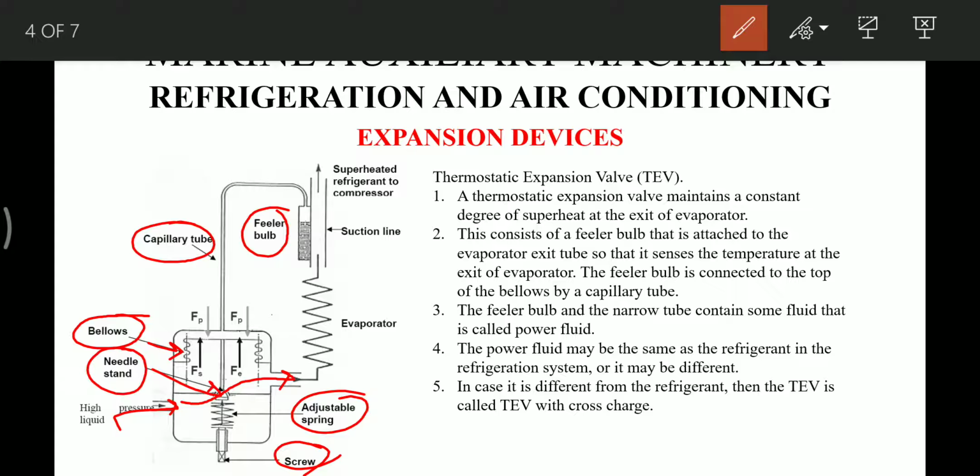The thermostatic expansion valve maintains a constant degree of superheat at the exit of the evaporator. This consists of a filler bulb, as we have seen, that is attached to the evaporator exit tube, so that it senses the temperature at the exit of the evaporator. This filler bulb is connected to the top of the bellow by a capillary tube. The filler bulb and the narrow tube contain the same fluid, and the fluid is called the power fluid. This power fluid can be the same as the refrigerant used in the refrigeration system, or it may be different. Thermostatic expansion valves which have a different power fluid are called thermostatic expansion valves with cross charge.